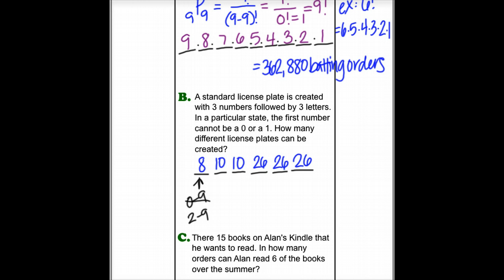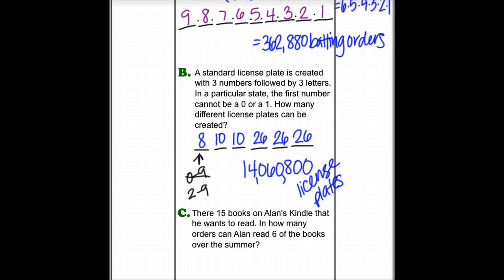So I take 8 times 10 times 10 times 26 times 26 times 26, and I get 14,060,800 different license plates. That's a lot of different license plates, but if you think about it, we need a lot of different license plates for a lot of different cars.